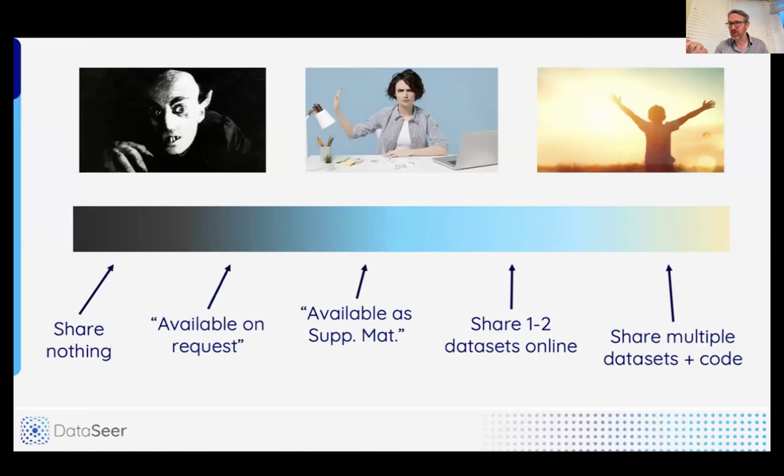It's also a very easy option, a very low effort option on the author's part, just to bung some data set into the supplemental material, or even worse, say that it's available in the supplemental material and not actually put anything in there. And then a bit further along, the authors can share one or two data sets online. They can put something on a repository. And then at the very right-hand side, they can share multiple data sets and their code objects.